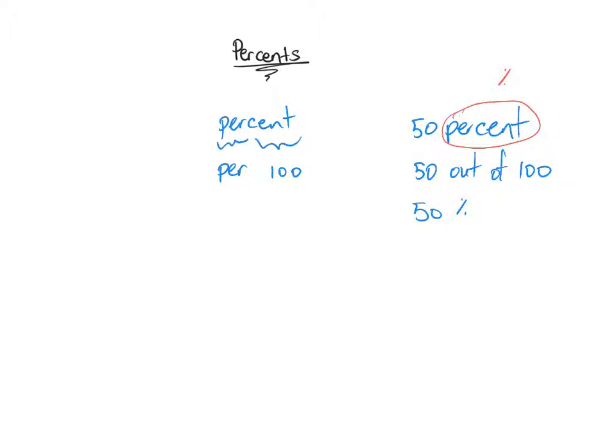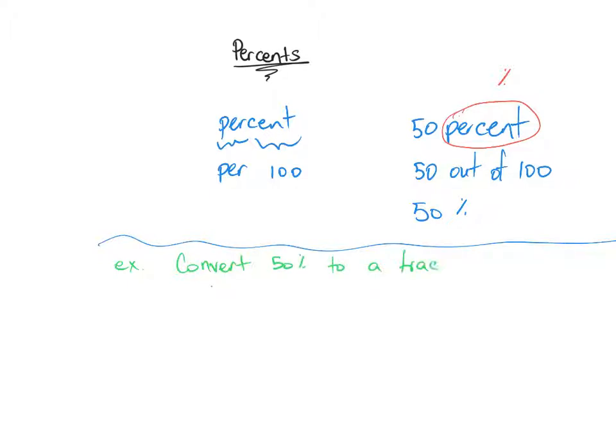All right, so now that we understand what percent means, let's look at how to take a percentage and convert it to a fraction. And since we were talking about 50%, let's go ahead and use 50% in our example. So example, convert 50% to a fraction in its most simplified form. I'm not going to write in its most simplified form, but assume that that's the requirement. Okay, so 50% really means 50 per 100 or 50 out of 100.